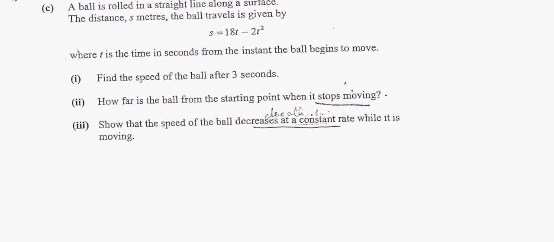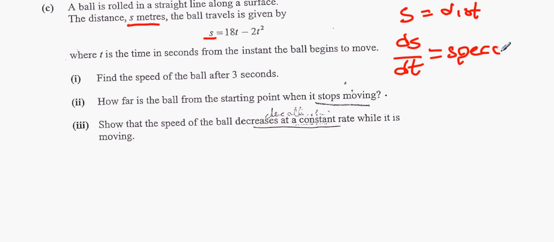Next one. A ball is rolled in a straight line along a surface. The distance in meters of the ball is given by s equals 18 multiplied by the time in seconds minus 2 times the time in seconds squared. Now when this happens, s equals distance. Remember, you're in a differentiation question, so differentiating is a very good idea. The ds/dt, when you differentiate, you get the speed. When you differentiate a second time, you get the acceleration. Okay, so just keep that in mind.